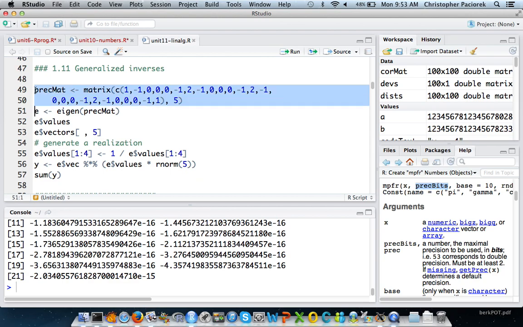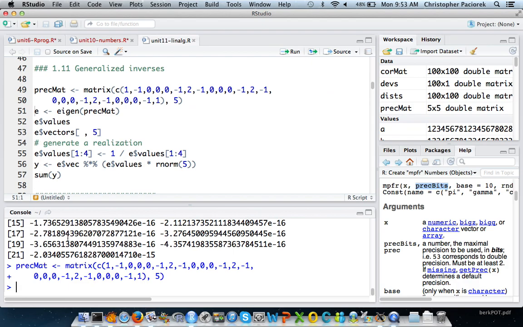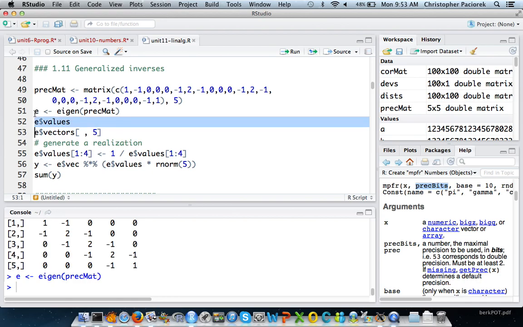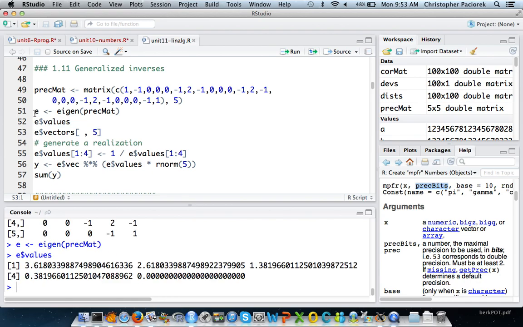I'm going to make one of these precision matrices. Okay, so they look like this. If I do an eigen decomposition of that, I can look at the eigenvalues, and you'll notice that one of these eigenvalues is 0. So this precisely corresponds with this situation I'm talking about here of one of these positive semi-definite matrices.